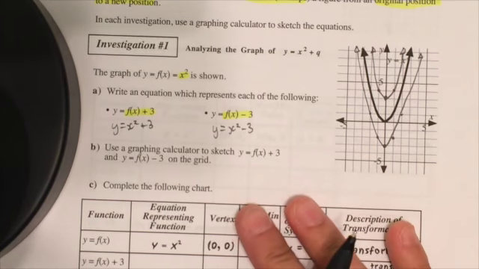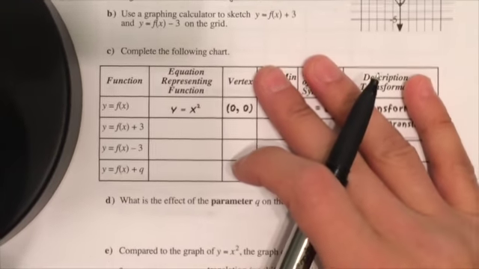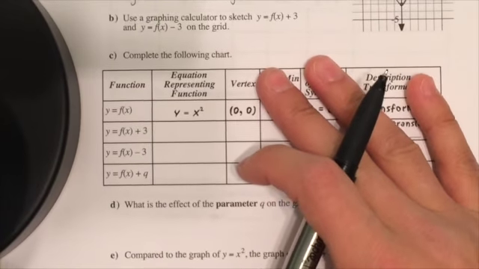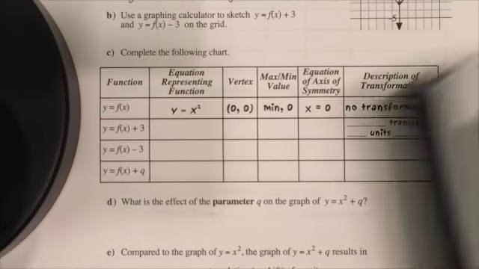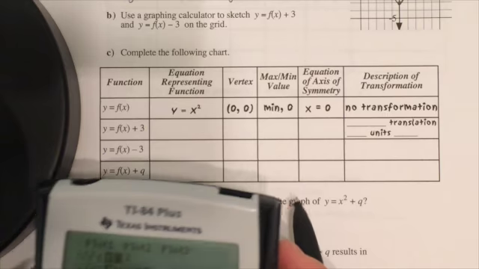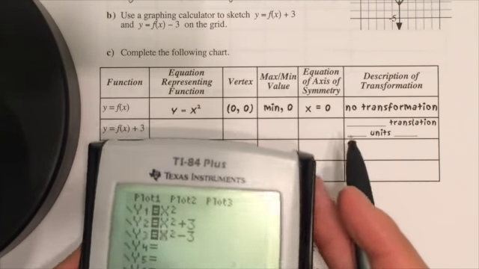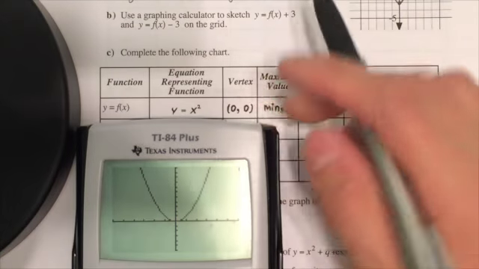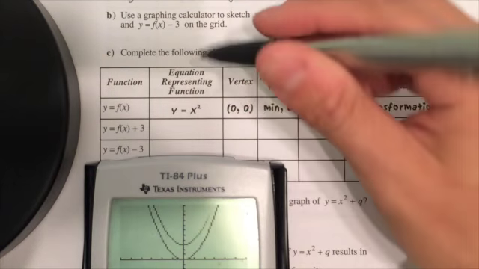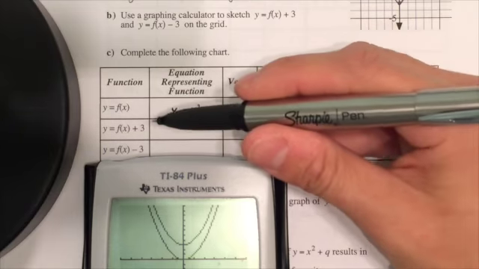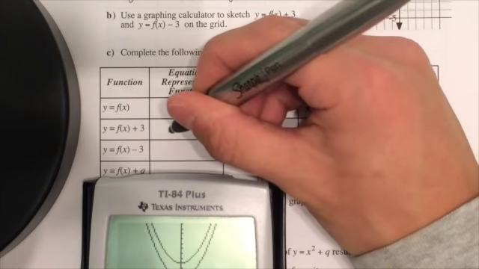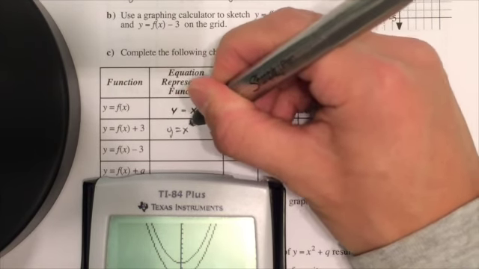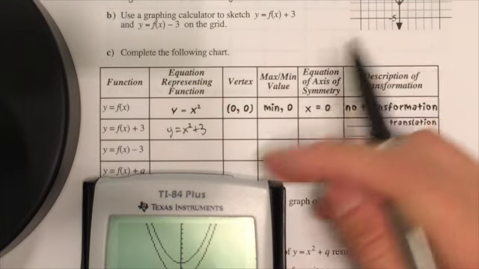Now the next thing we need to do is state what happened. Okay, so let's use this first one. I have my original graph up there, and this was x squared plus 3. So this is the first function that we put up. So we're going to say y is equal to x squared plus 3.